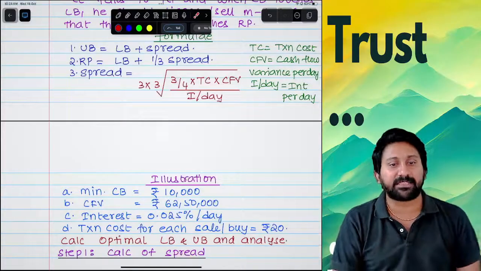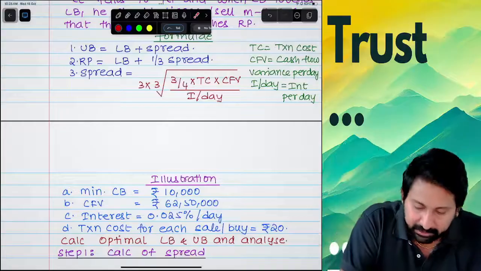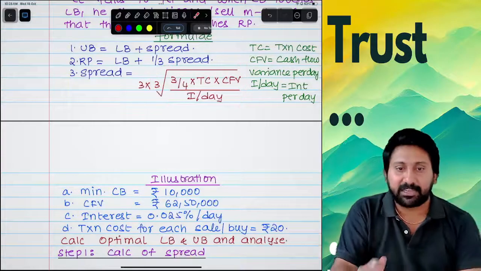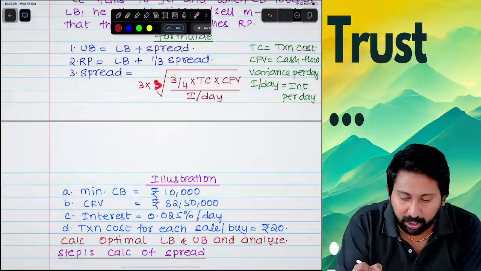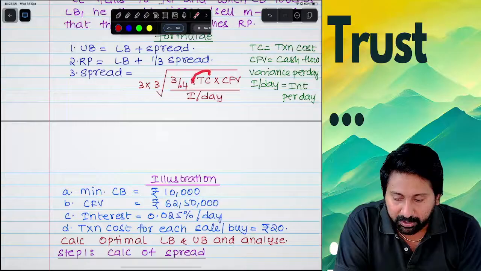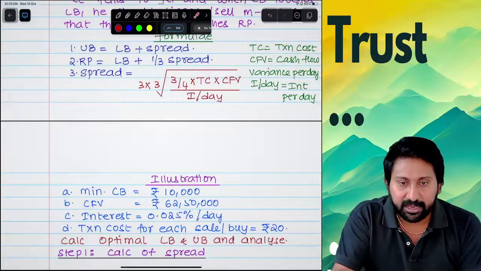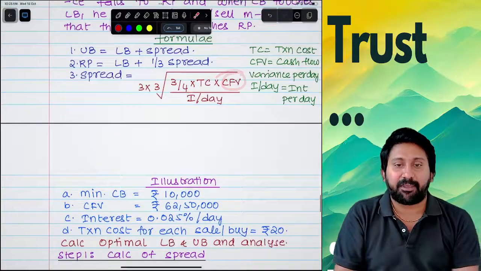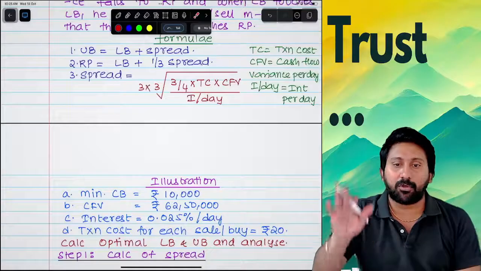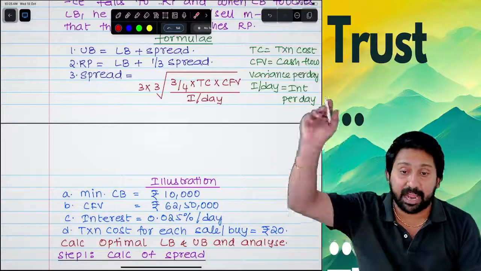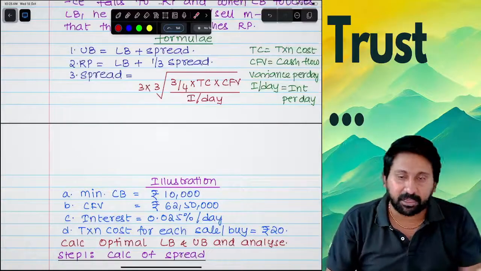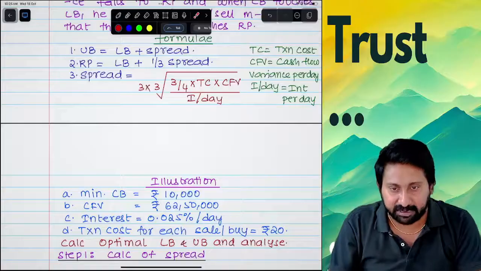Now the question arises, what is the spread? 3 into, why 3? Three parts are there. 3 into the cube root of three-fourths into transaction cost into CFP. What is CFP? Cash flow variance per day. They will give you that in the question. There is a mechanism for calculating cash flow variance also, but it is not applicable for your exams. Therefore, they will give the cash flow variance in the exam itself.